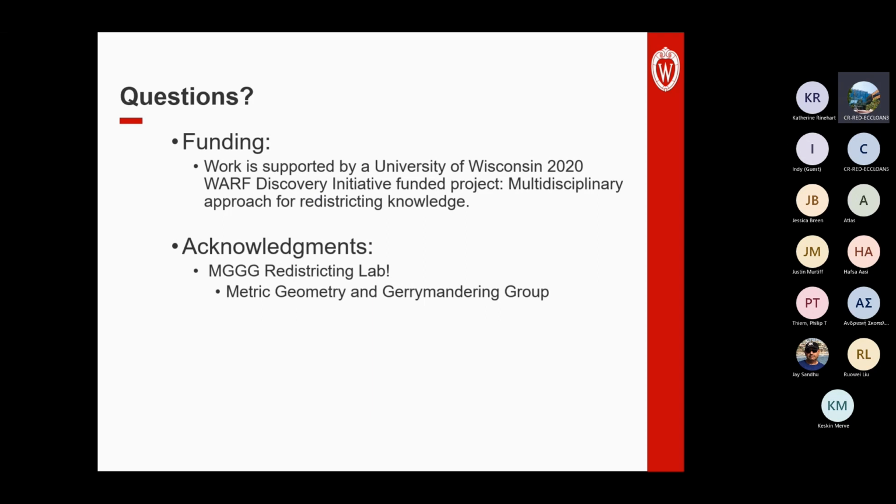And I also want to acknowledge again the Metric Geometry and Gerrymandering Group, which came out with that great recombination algorithm and package on GitHub that's made a lot of these calculations a lot easier. So with that, I'll open it up to questions. Thank you.